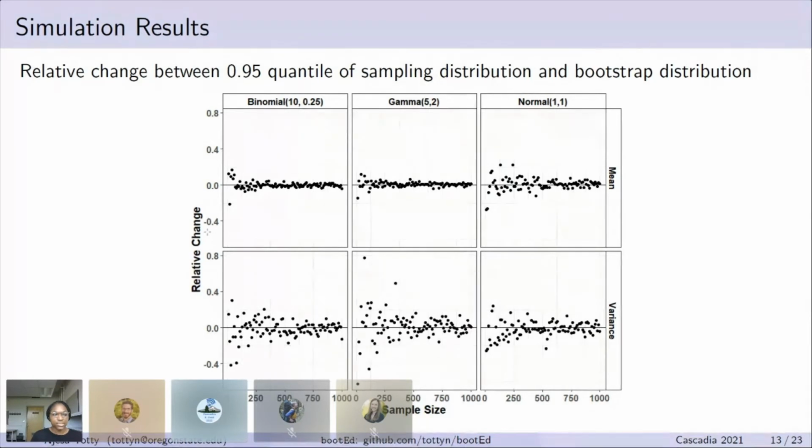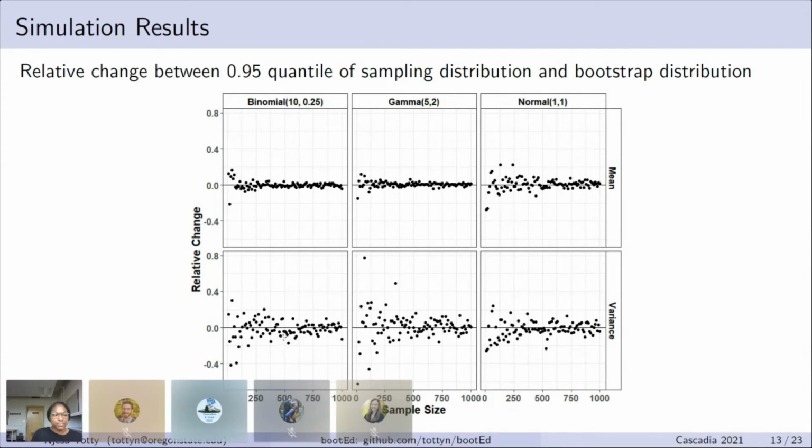The respective sampling distributions and bootstrap distributions were calculated for each parameter of interest, so here that would be the mean and the variance, and the relative change between the 0.95 quantile of the bootstrap distribution and the sampling distribution is plotted on the y-axis for varying sample sizes on the x-axis.